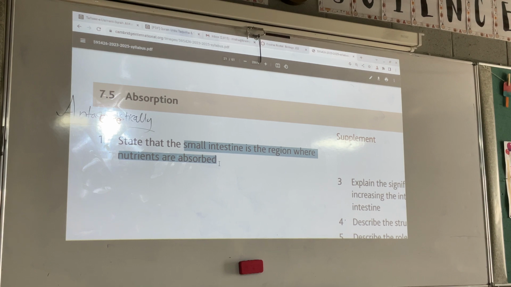Which part of small intestine? Ileum, not duodenum. Ileum, okay? Some water is also absorbed from the part of large intestine called colon, but only some. Most gets absorbed from small intestine, ileum. Okay, just underline or highlight this one.